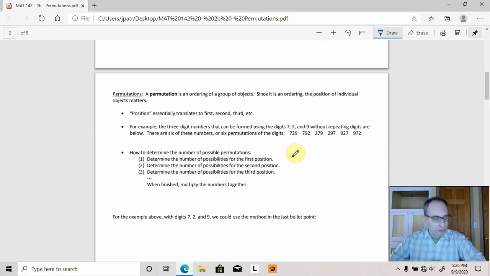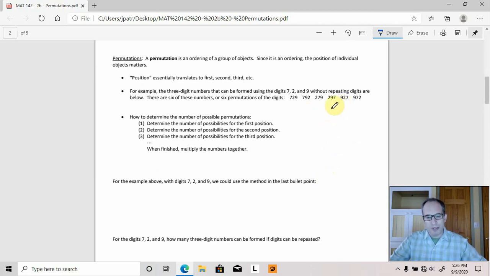So how do you determine the number of possible permutations in general? You figure out how many options there are in the first position, then how many there are for the second and the third and so forth, and then you just multiply all those numbers together. So this one with the 7, 2, and the 9, I think you could exhaust it pretty quickly, because if the number started with a 7, it could either go 2, 9, or 9, 2 after that. If it started with a 2, you get 2 options. If it started with a 9, you get 2 options. And that's clearly everything, right? But it's not always going to be things that are quite that short. So it would be better to have an actual process to use.